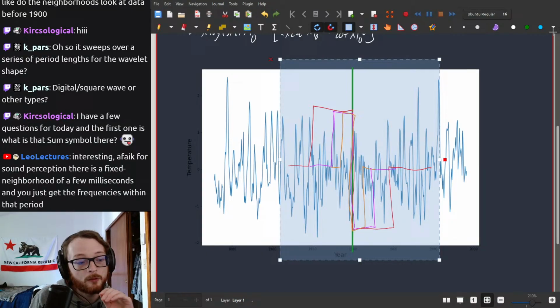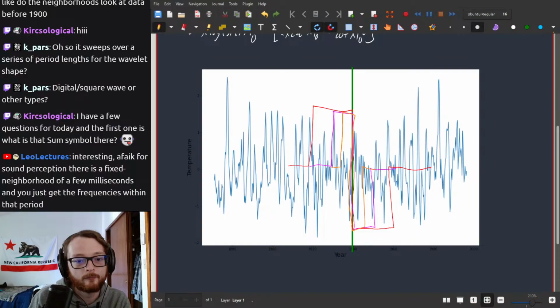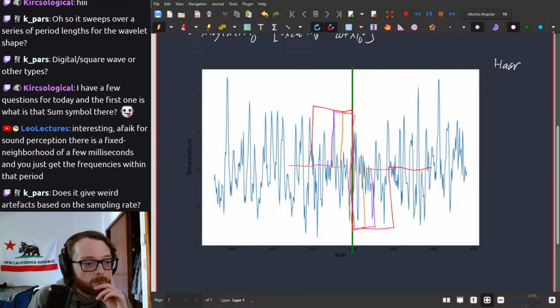There are a bunch of different wavelets, not just this digital, square one, which is called a Haar wavelet. It's the simplest one to think about. But there's a bunch of them. There's like 20 different families of wavelets, and those families have different wavelets inside of them.